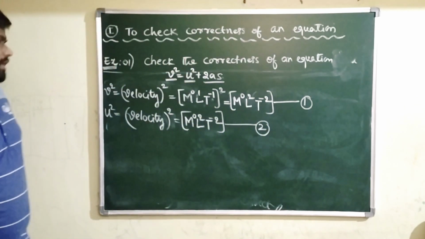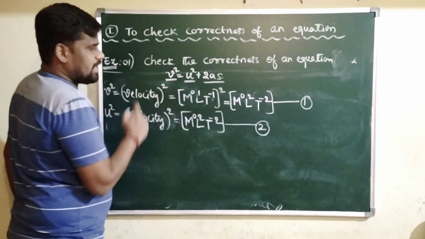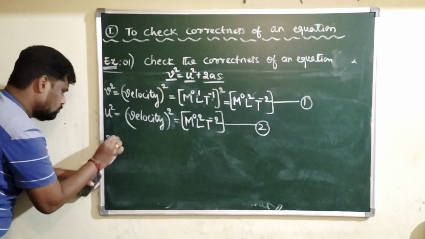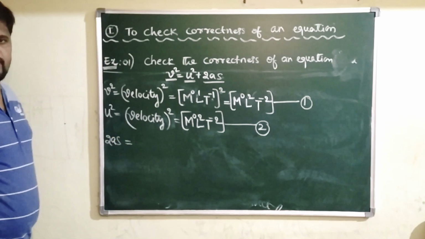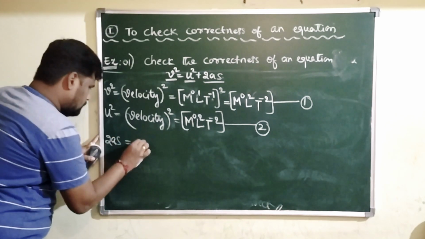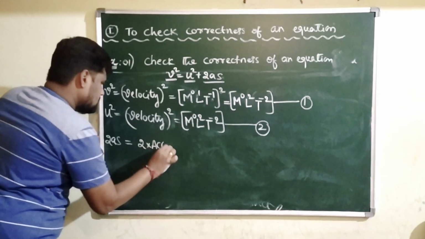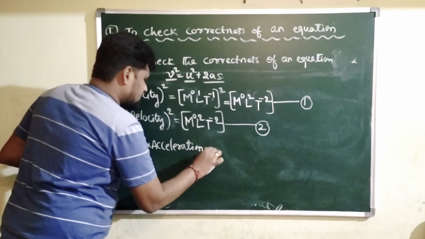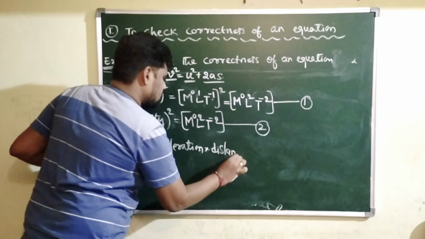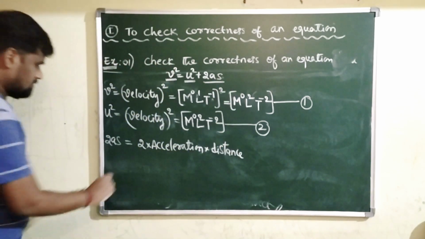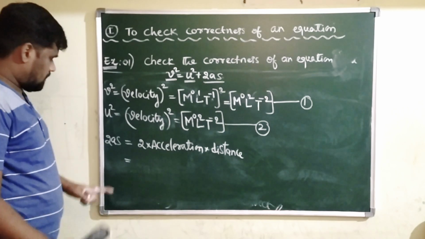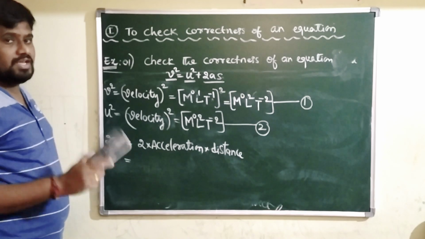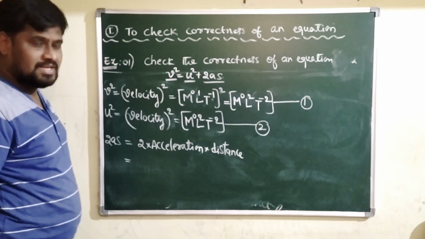Now come to the third term. V square completed, u square completed. Now the third term. Which is the third term here? 2as. What is 2as here? 2 into, what is a? A is acceleration. S is distance or displacement. Very interesting here. Numbers are dimensionless. What is the meaning of numbers are dimensionless?